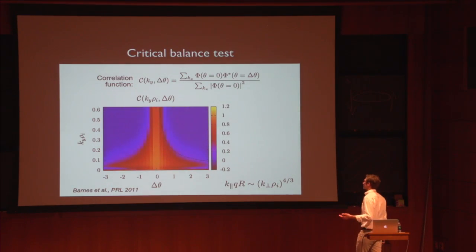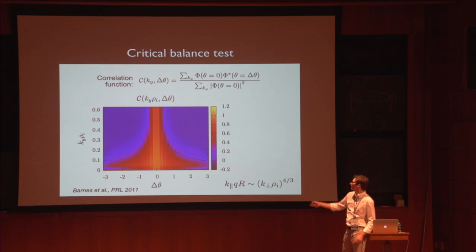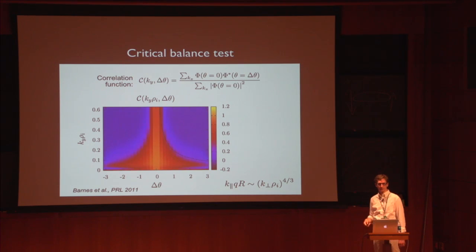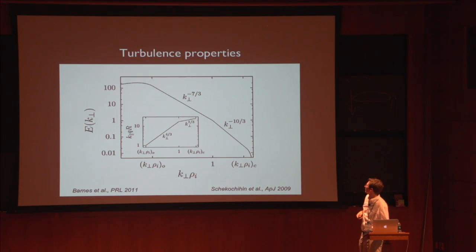You can check the critical balance assumption as well, which is what's happening here. We're looking at the correlation function as a function of, say, perpendicular wave number and distance along the field line. And the theoretical prediction from critical balance is shown by this black line. You can see that it maps out very well the contours of the simulation. This is just another test of critical balance. This is the predicted slope from critical balance, and here's what we find numerically.